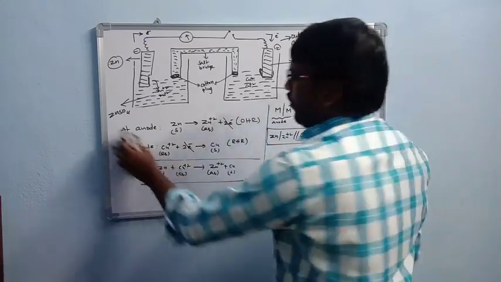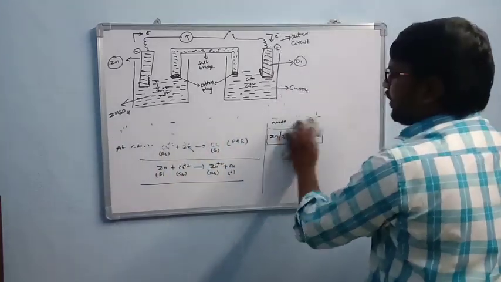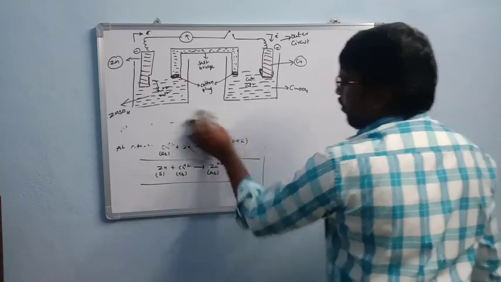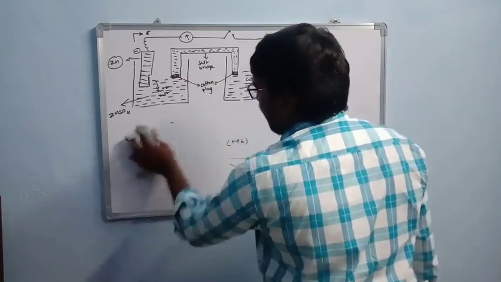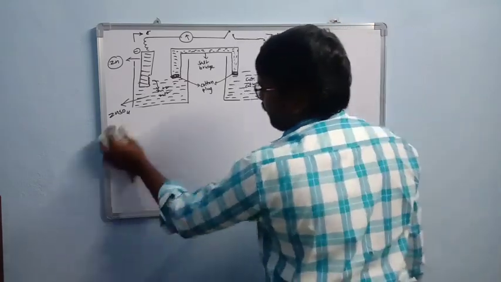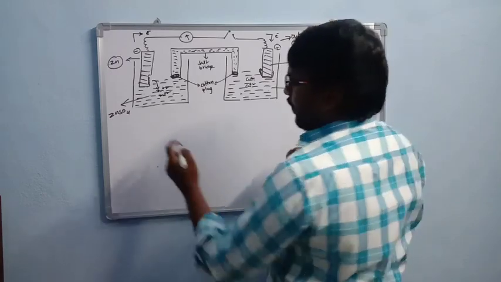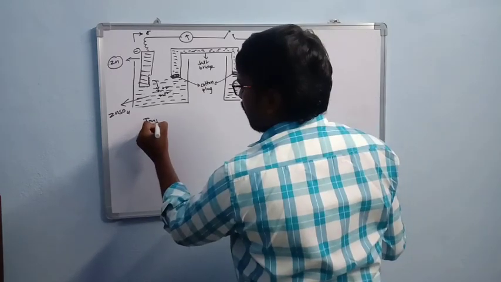Now we have to see why we use a salt bridge in this galvanic cell. What is the importance of the salt bridge? I will explain the importance of the salt bridge.